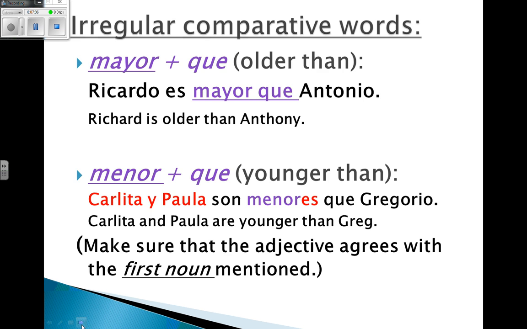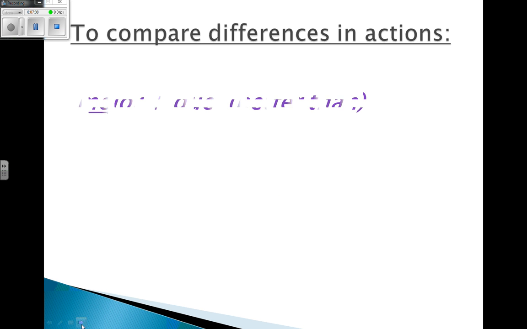Okay, un poco más. Differences in actions, better than, less than.